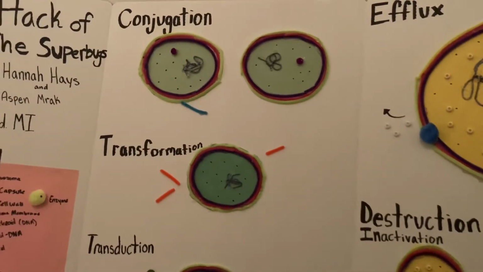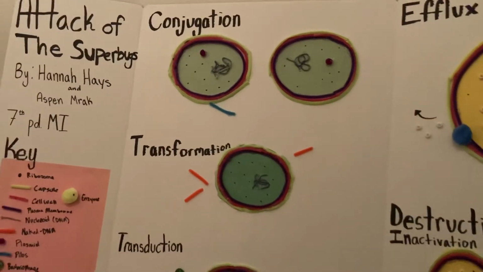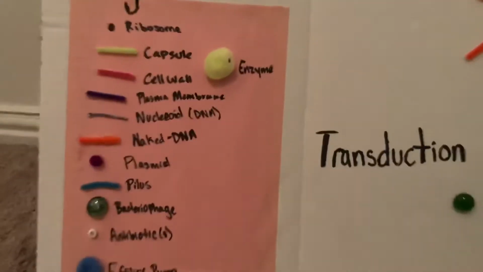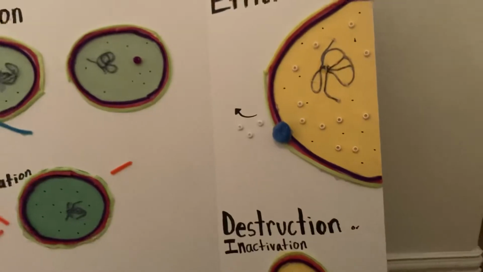Bacteria is able to become resistant to the effects of antibiotics by the use of mutations. Here is an outside view of the mutation of cells. Here's a quick look at the key. And here it is. So first up, we'll just start with general mutations.